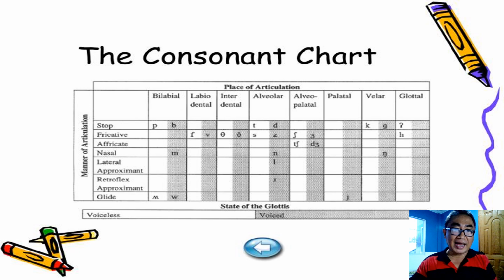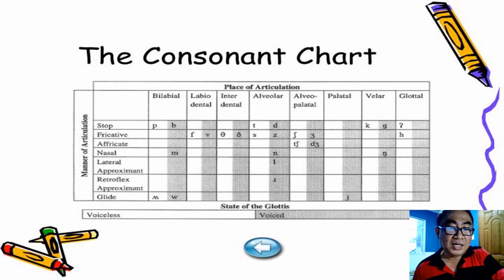Then we have the glides. Glides are also known as semivowels. These sounds must be preceded or followed by a vowel. In English, the two glides are the ones in yet and in wet. Even though they are vowel-like in their articulation, the sounds are consonants since they cannot function as the nucleus of a syllable.